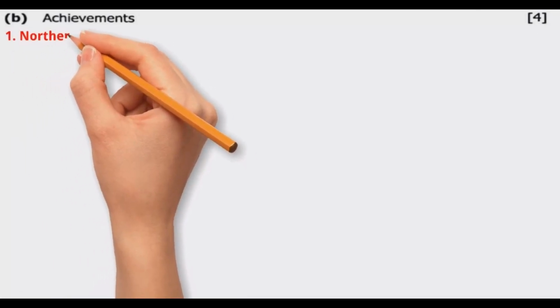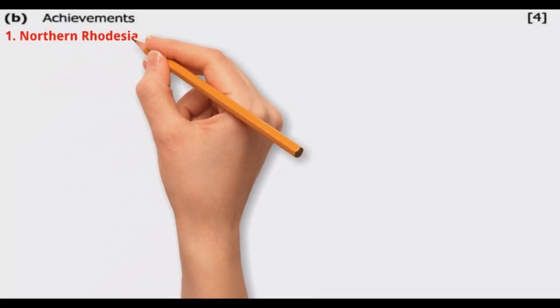Okay, question 3b, we are asked to write on the achievements that were achieved by the welfare associations and trade unions. So let's start by raising points first. The first point, I'll start with the biggest one. The biggest achievement achieved by welfare associations and trade unions: one, Northern Rhodesia got its independence in 1964.